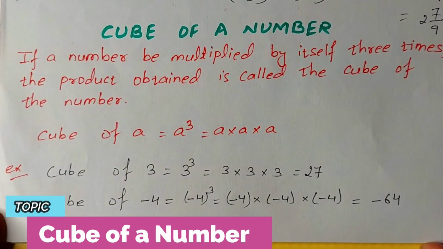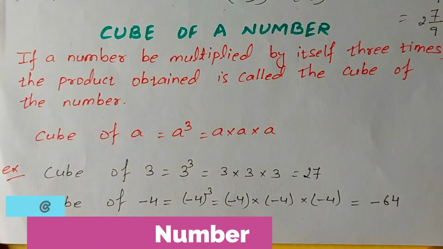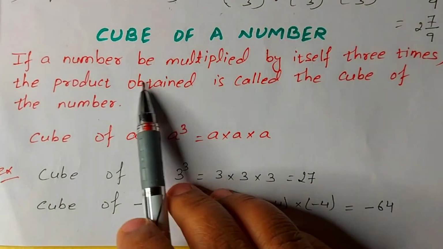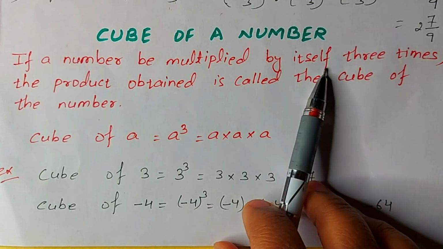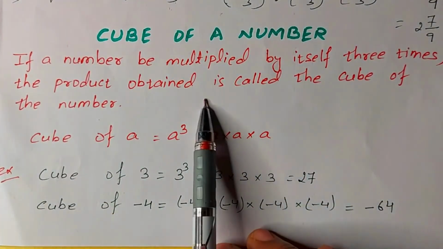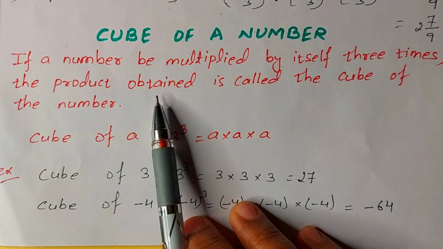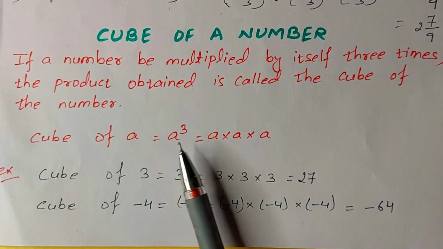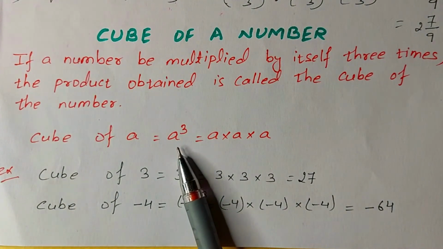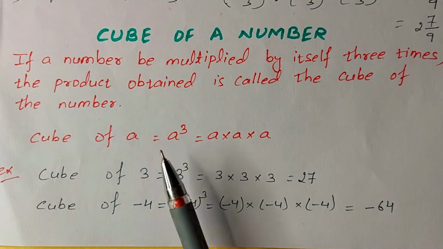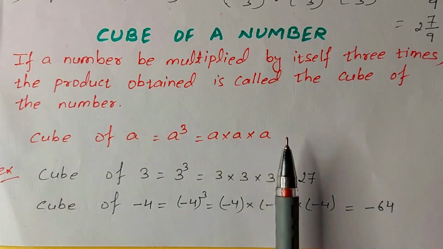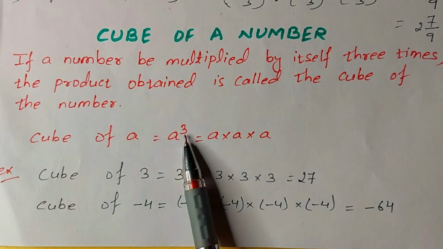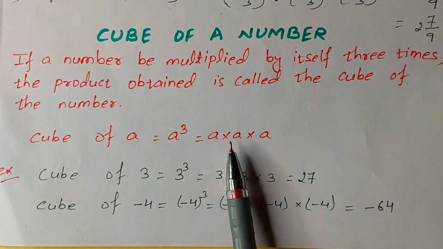Cube of a number means multiplying the same number 3 times by itself. If a number is multiplied by itself 3 times, the product obtained is called the cube of the number. It means the power is 3. You already know the base is multiplied power times, so here the power is 3 and the base is multiplied 3 times. So a cube means a into a into a.